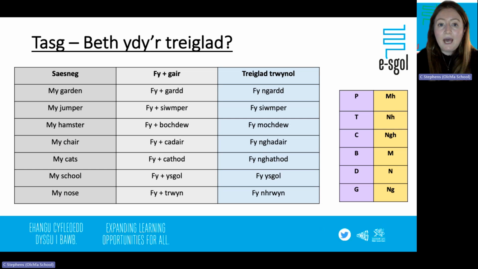Iawn te. Felly, ar y sgrin nawr, mae'r atebion. Okay, so fy ngardd is obviously a mutation because we decided the G went to NG. Fy siwmper didn't require the mutation because even though fy does cause a mutation, S isn't in the list. Fy mochdew, my hamster, as we can see in that grid, a B turns to a M.